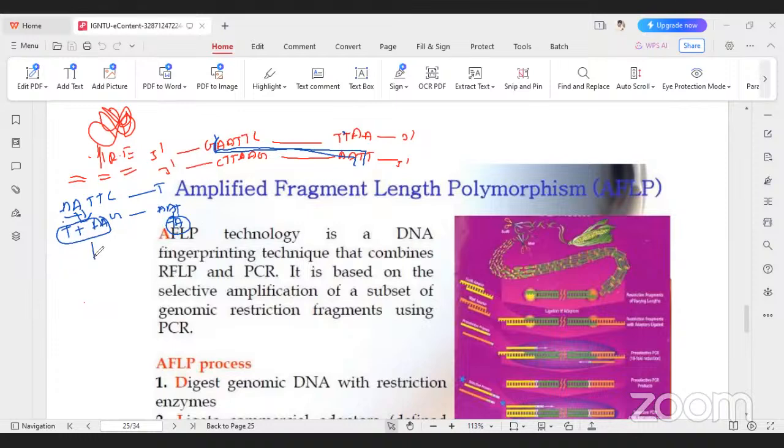After adapter ligation comes PCR, polymerase chain reaction. In PCR, there is formation of a number of copies. This is one strand, for example, and this is the second strand. One cycle would produce two strands, the second cycle four strands, then eight strands. It multiplies in number. Like this, a number of DNA strands are formed.